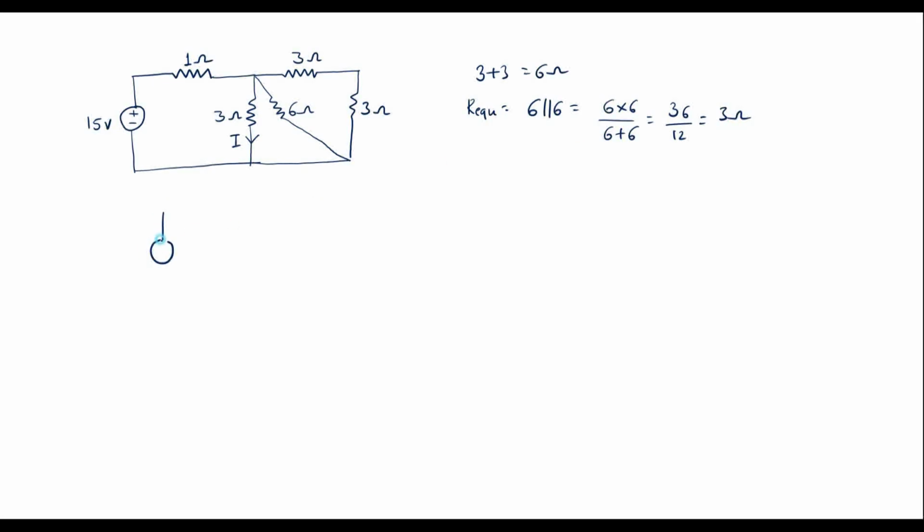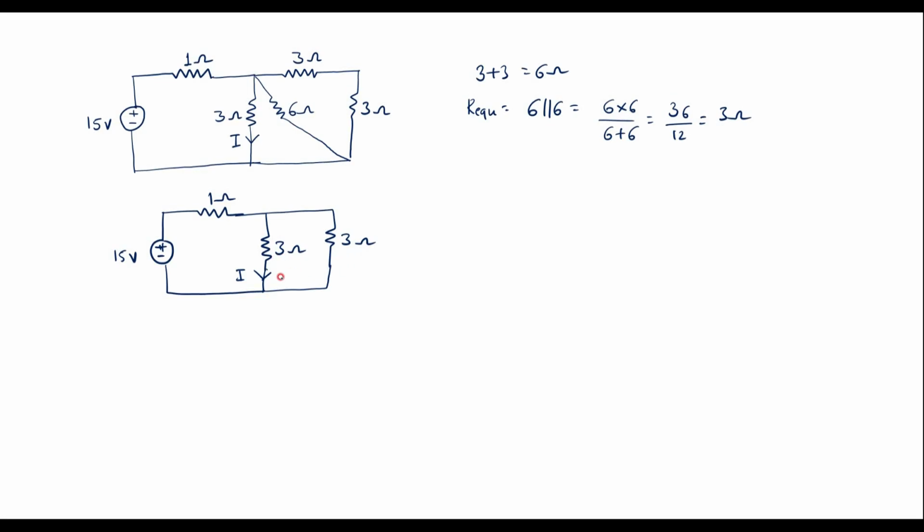So let me redraw the circuit, that is 15 volt. I will keep it as it is. So here we have a 1 ohm resistor. So here we have a 3 ohm resistor. Let me show the current I here. So these three are replaced by a single 3 ohm resistor, which is this one. So now we are supposed to find the current through this 3 ohm resistor.